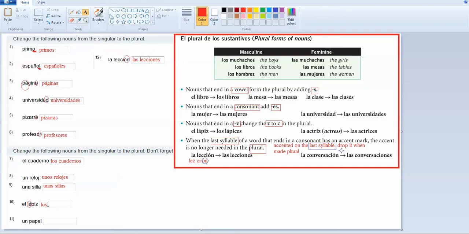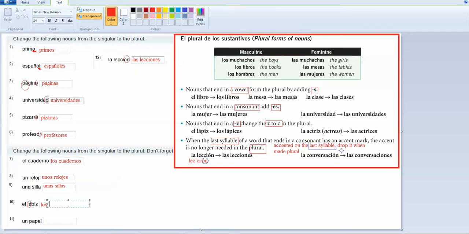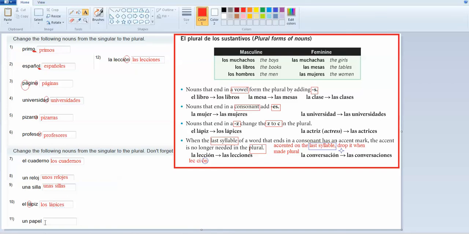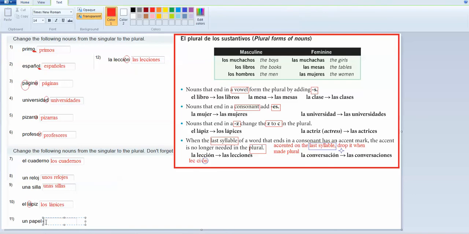So I have los, and this might be la. And now it's got a Z, and you're supposed to change your Z to a C before you add the ES. So that's how I make lápices. Los lápices. Okay, un papel, it ends in a consonant. I'm adding ES, so I'm going to change my un to unos, papeles. And then we already did las lecciones.